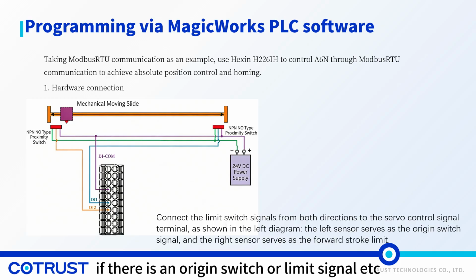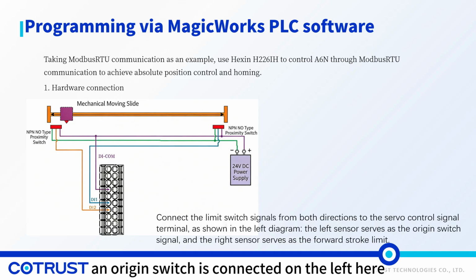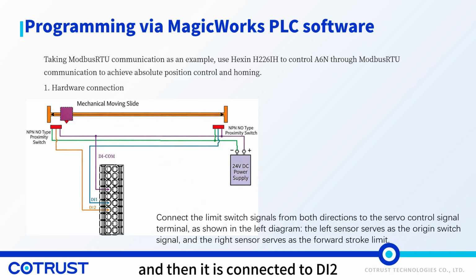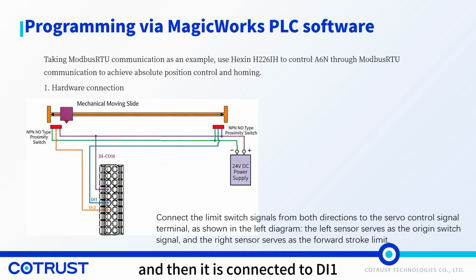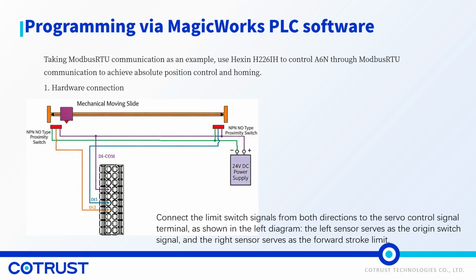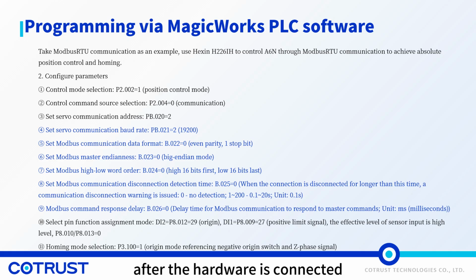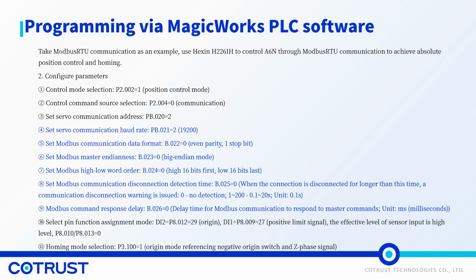If there is an origin switch or limit signal, etc., it is through the DI terminal of the corresponding servo. For example, an origin switch is connected on the left here, and then it is connected to DI2. A forward travel limit is matched on the right, and then it is connected to DI1. Then connect it according to the corresponding wiring. After the hardware is connected, follow the steps below to configure the parameters.